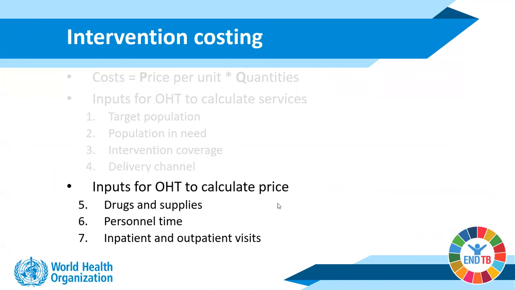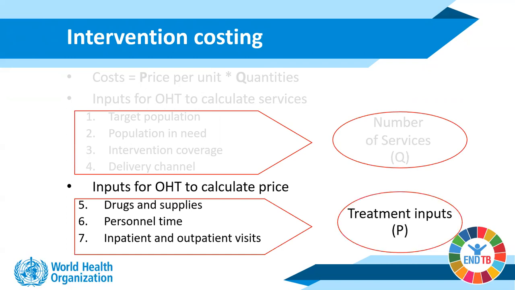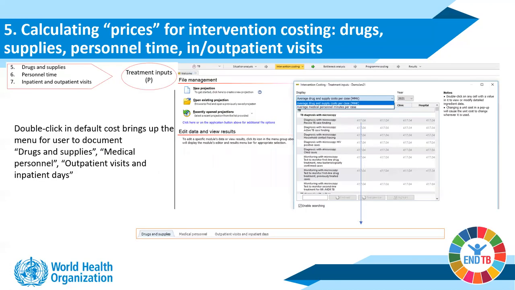We're going to proceed now to look at the inputs for the OneHealth tool to calculate price, including drugs and supplies, personnel time, and inpatient days and outpatient visits. Calculating the prices for intervention costing includes each of those elements. If you move to intervention costing, you will see an average drug and supplies cost per case. And when you double click on the cell, it will take you to an editor where you can review and revise the default costs. There are tabs for drugs and supplies, medical personnel, and visits.